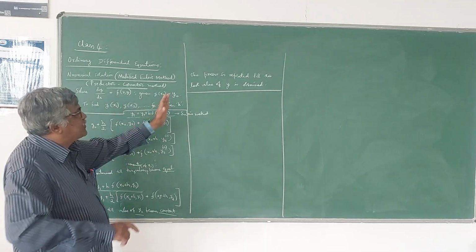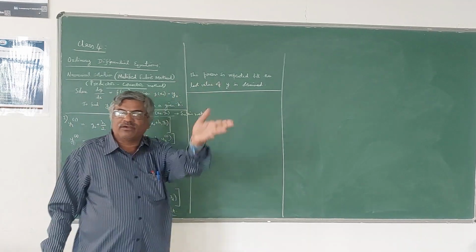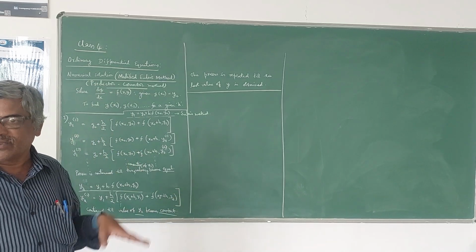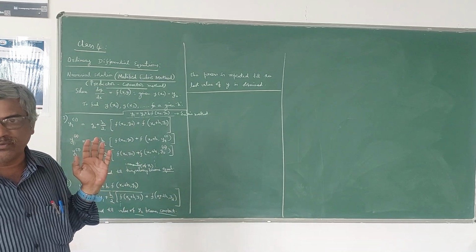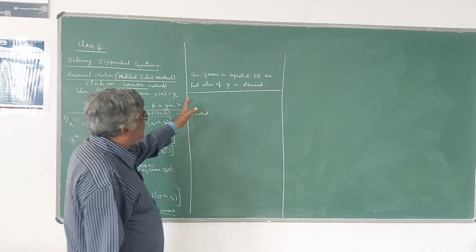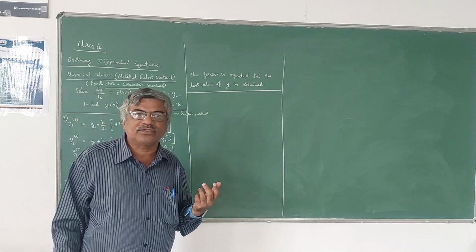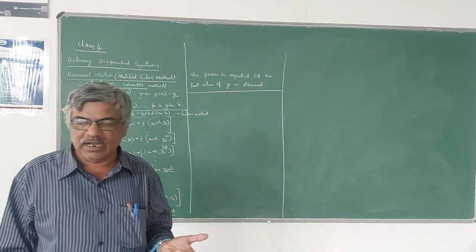So like this the process is repeated till the last value of y is obtained. Sometimes you may be asked to find y3, y4 like that. So it's an iterative procedure. Once the final value is reached, you can stop at that stage. And normally they will ask you to find it to 3 decimal or 4 decimal places.